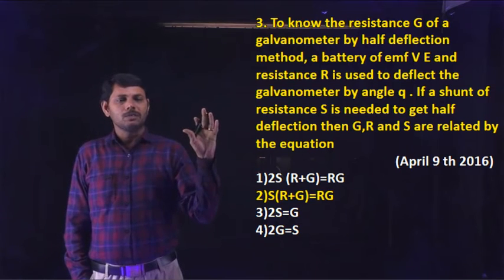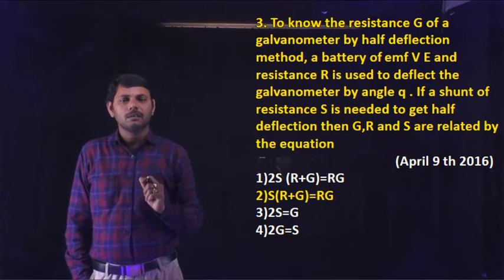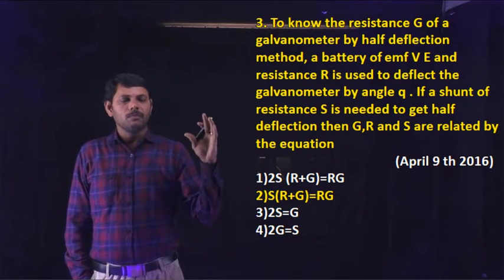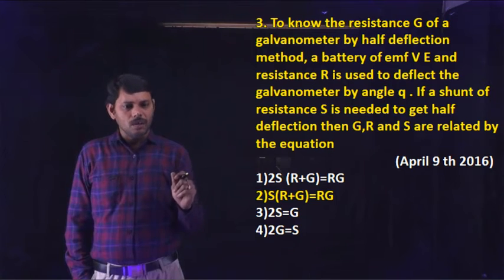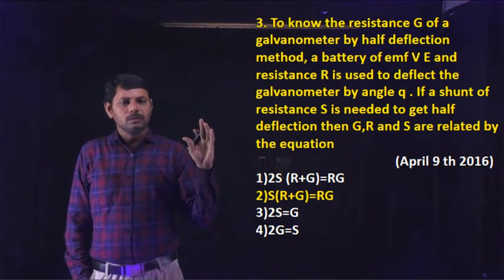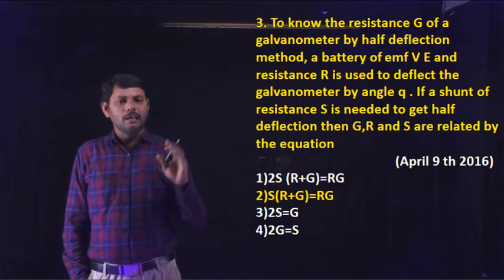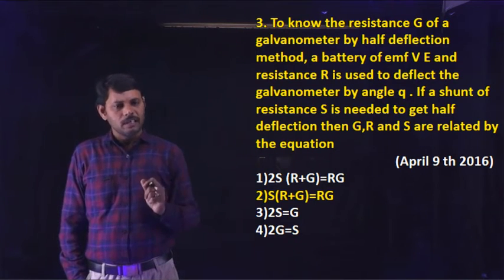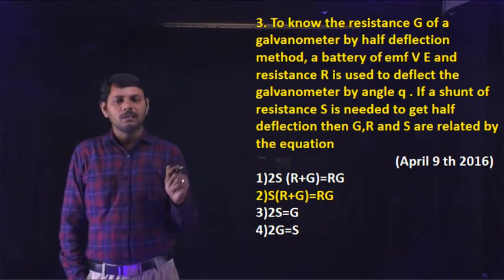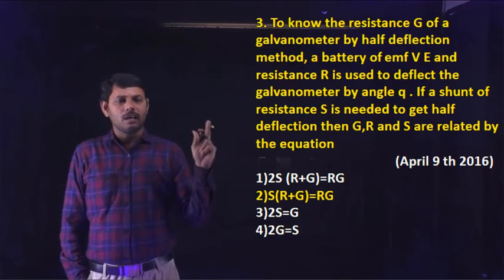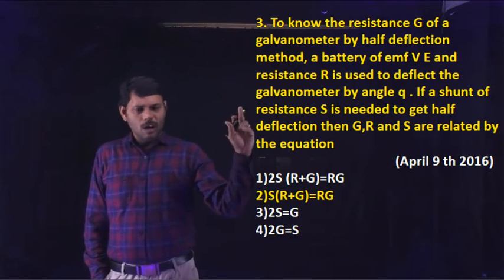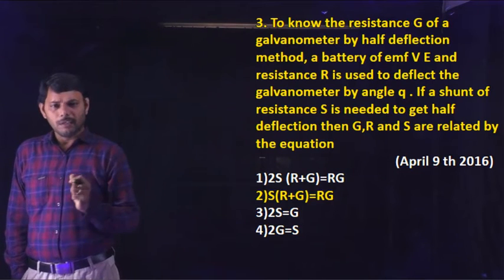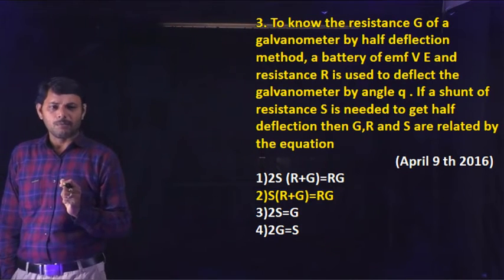To know the resistance G of a galvanometer by the half deflection method, a battery of EMF E and resistance R is used to deflect the galvanometer by an angle θ. If a shunt of resistance S is needed to get the half deflection, then G, R and S are related by which equation? The half deflection method is a very important method. It is an experimental method to find the resistance of a galvanometer.